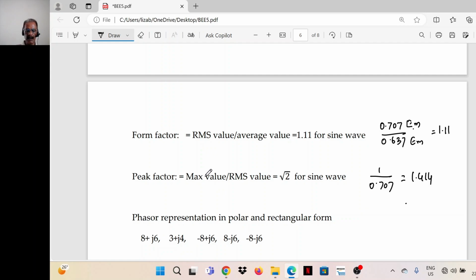And one more factor is the peak factor, which is the maximum value divided by the RMS value. 1 divided by 0.707 is 1.414, or root 2. That is the peak factor.